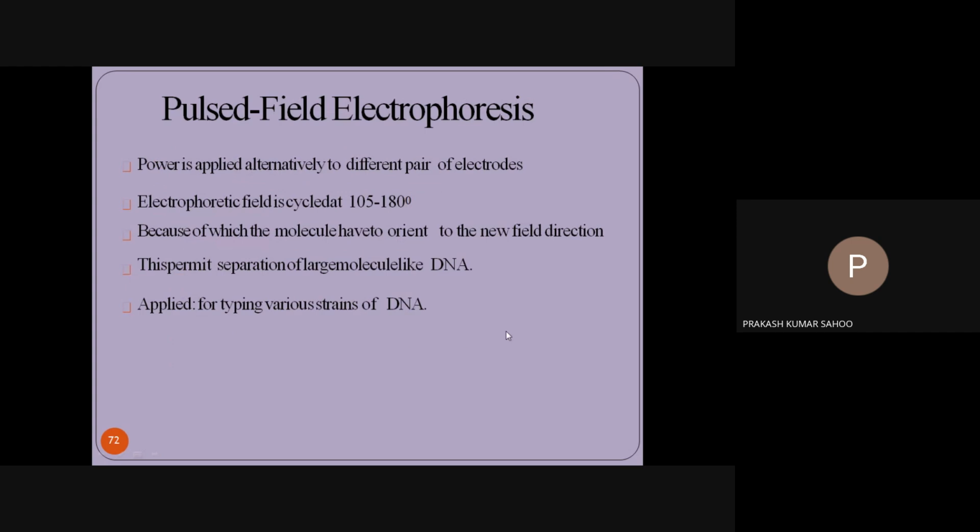Pulsed field electrophoresis. Power is applied alternately to different pairs of electrodes. The electrophoretic field is cycled at 105 to 180 degrees, because of which the molecules have to reorient to the new field direction. This permits separation of large molecules like DNA, applied for typing various strains of DNA.